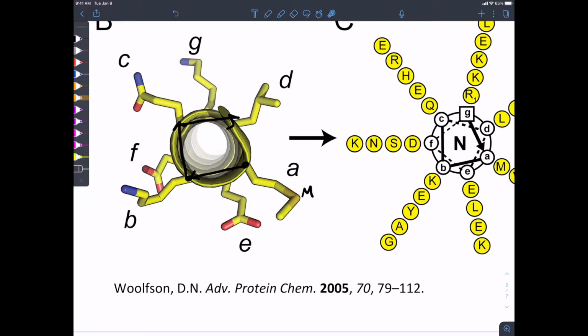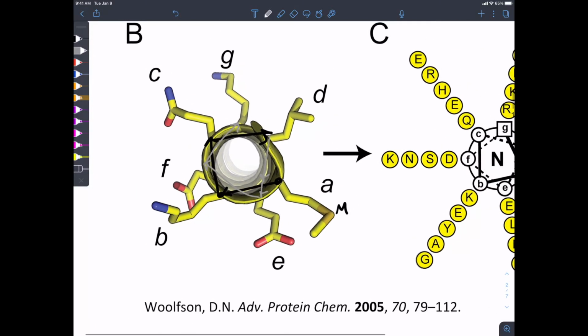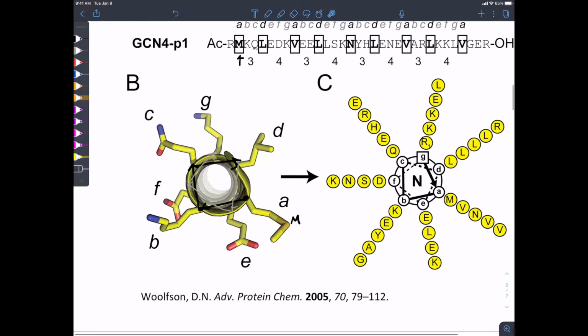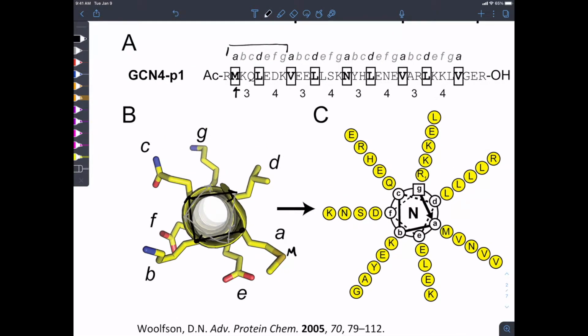So that the D lines up on the same face of the helix as the A position. And then as you continue on from D to E, then E to F, and then F to G, and then we would be back to A, starting with the next 7 residue sequence. We'll call that 7 residue repeating unit a heptad. And so what we've highlighted here below is the first heptad of this particular sequence.